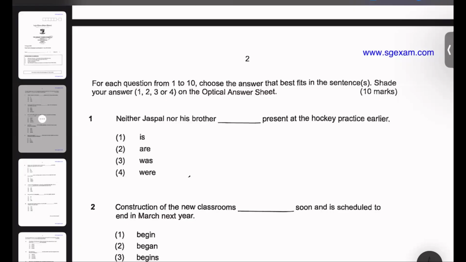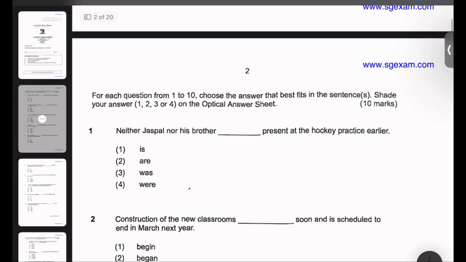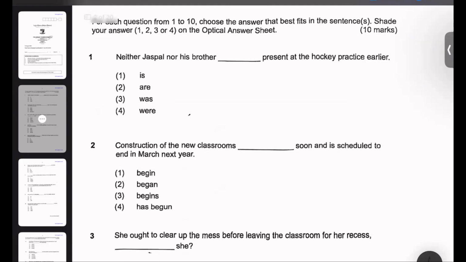in most of the questions in the first exercise. That is subject verb agreement. What do you understand by this? Subject verb agreement. Let's go question by question.